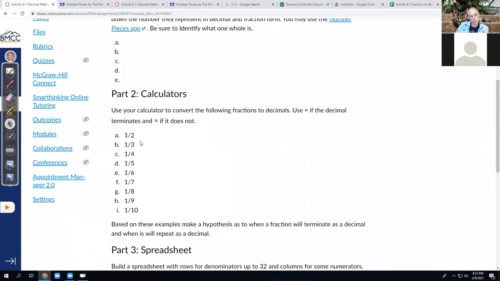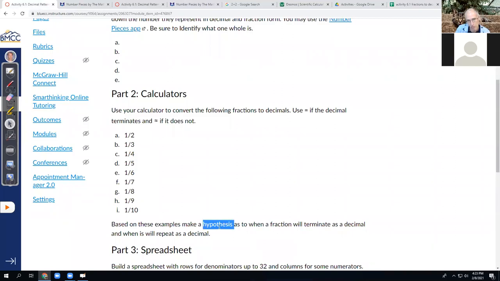Second part, you're just going to plug into a calculator what is 1/2, 1/3, 1/4, 1/5, 1/6, 1/7, 1/8, 1/9, 1/10. Based on just those examples, can you guess at a hypothesis as to when a fraction will terminate as a decimal? By looking at which one of these terminated and which one didn't. Can you come up with a rule and say, okay, I think if the denominator looks like this, it'll always terminate. Okay? So you're going to come up with some kind of guess.